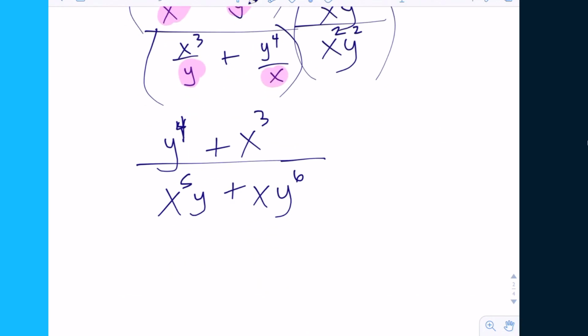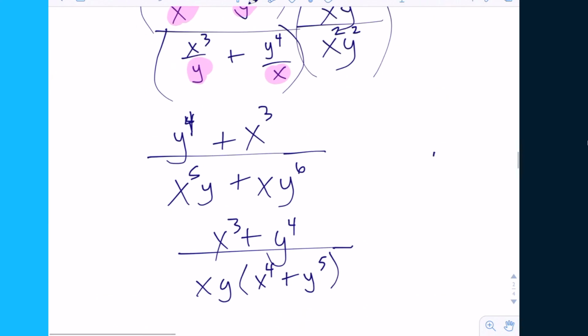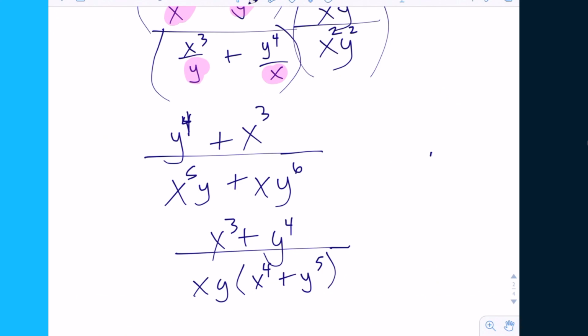Now, of course, once you get there, I'm going to write the top in alphabetical order, x cubed plus y to the fourth, and we'll factor out an xy, and that leaves us x to the fourth plus y to the fifth. And does anything divide out? I do not think so. Of course, x cubed plus y to the fourth is different than x to the fourth plus y to the fifth, and those do not factor. So we're done. Okay, we're done. Sometimes you don't get to factor things out, but you try.